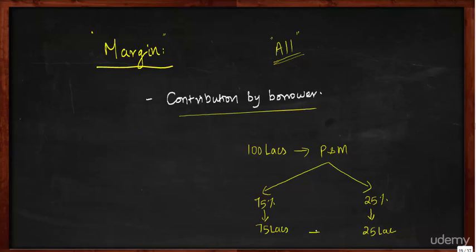So that the bank loan of 75 lakhs plus the borrower's contribution of 25 lakhs, together they can go for purchase of plant and machinery of 100 lakhs. So the portion which the borrower brings in is called contribution, and technically it is called margin.